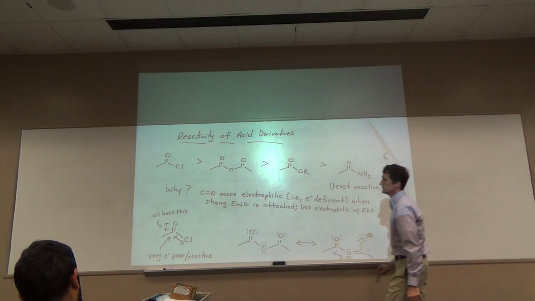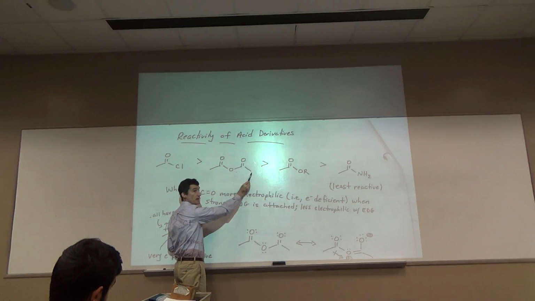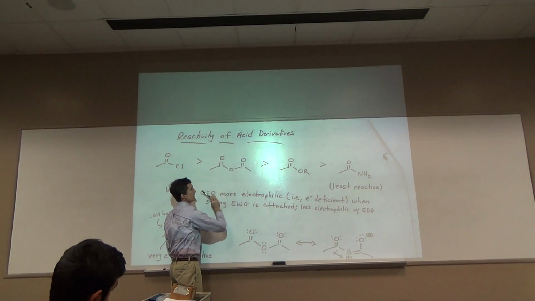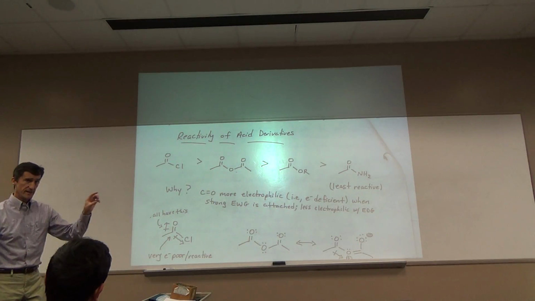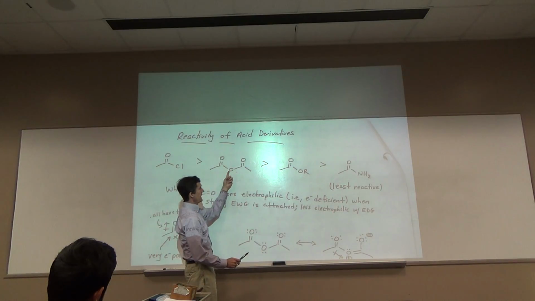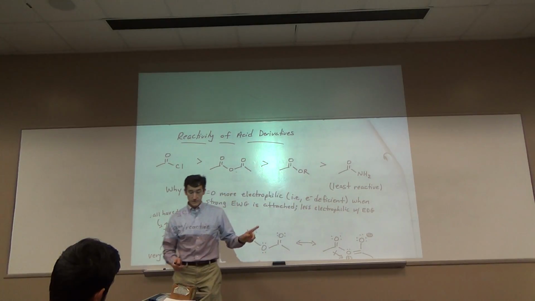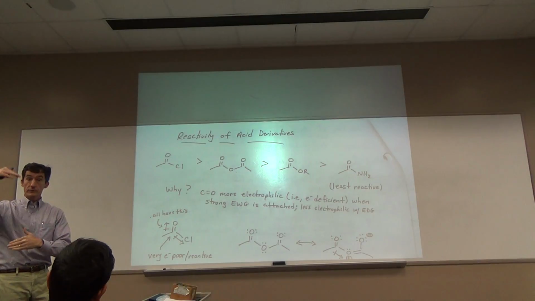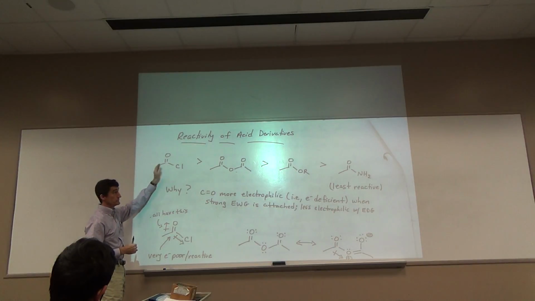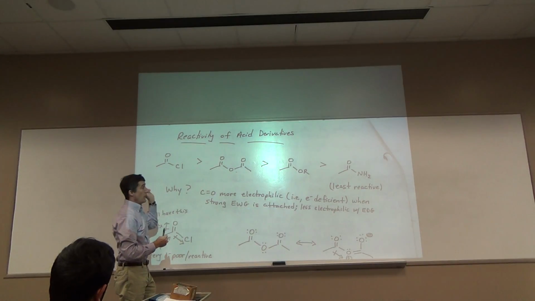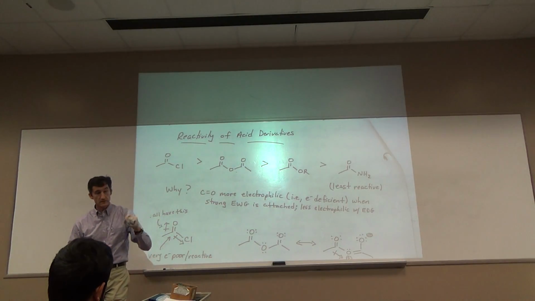Reactivity of acid derivatives. Your acid chlorides are more reactive than your anhydride. We'll cover these in detail. This has an oxygen bonded to two carbonyls. It's more reactive than an ester, and an ester is more reactive than an amide. Of course, on that very front page, they were listed according to reactivity, and this was the highest up.